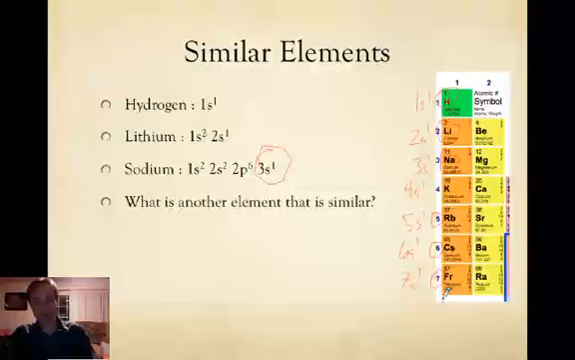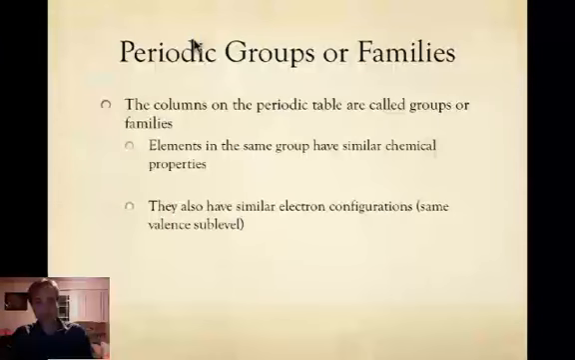Turns out when they're all lined up like this, all the elements in the same column, okay, they will all have the same valence. It's just that the energy level is going to go up because you're going down the periodic table. So when they are all lined up in the same column, we call this a periodic group or family. The columns are groups or families.